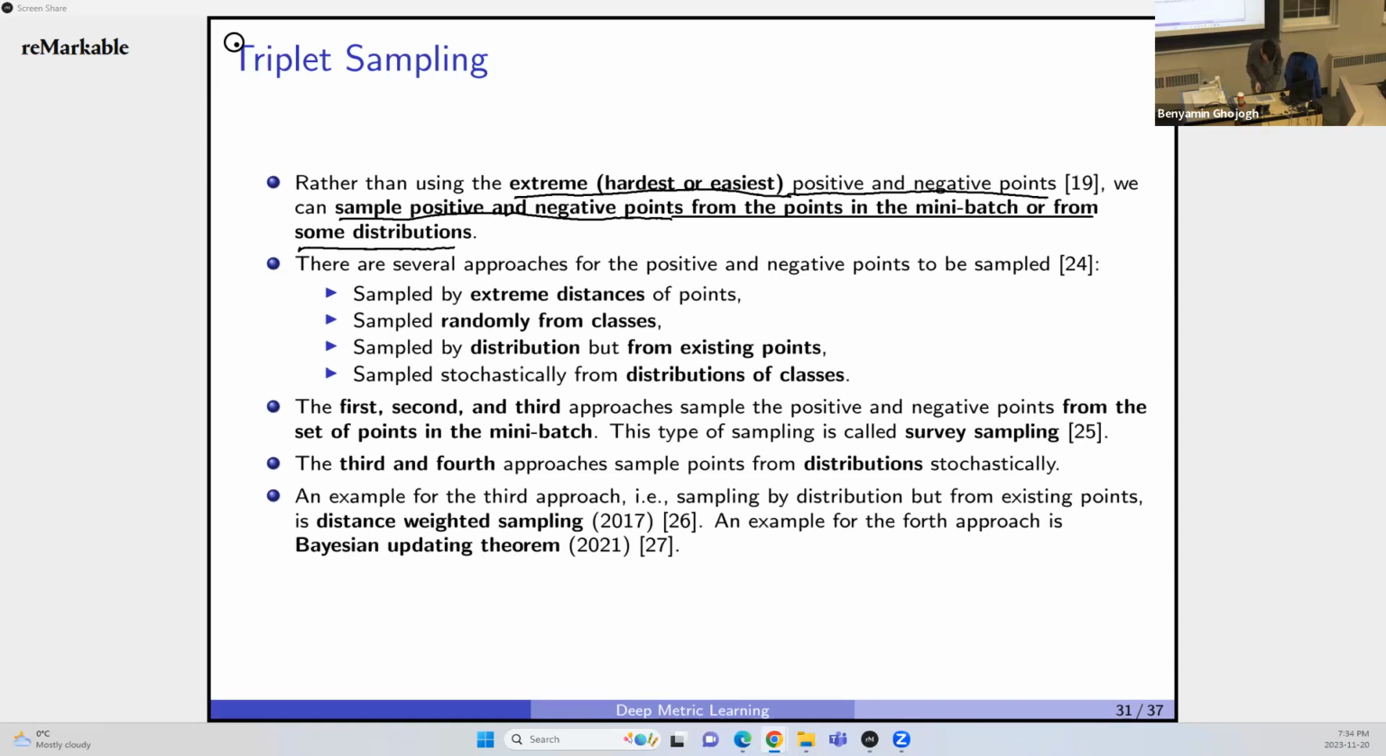Here we can say there are several approaches for the positive and negative points to be sampled: sampled by extreme distances of points, sampled randomly from classes, of course, which we already have talked about, sampled by distribution but from existing points, which is kind of survey sampling, and sampling stochastically from distributions of classes, which is Monte Carlo sampling.